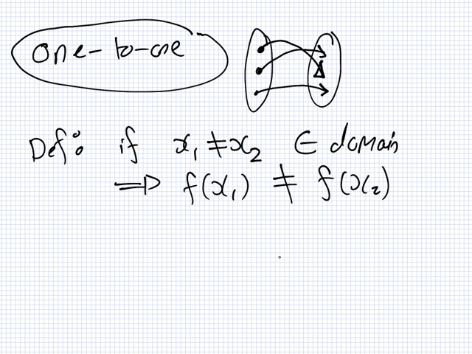Alright. So the opposite of 1 to 1 is many to 1.